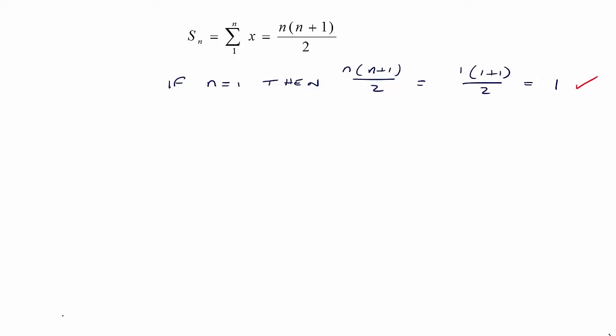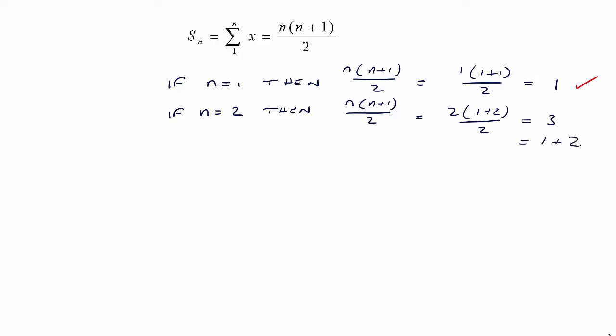Maybe that's a little bit easy. Let's look at n equals 2. Then n times n plus 1 on 2 is equal to 2 times 1 plus 2 on 2. Well, that's equal to 3. And that's equal to 1 plus 2. We can give that a big tick again.